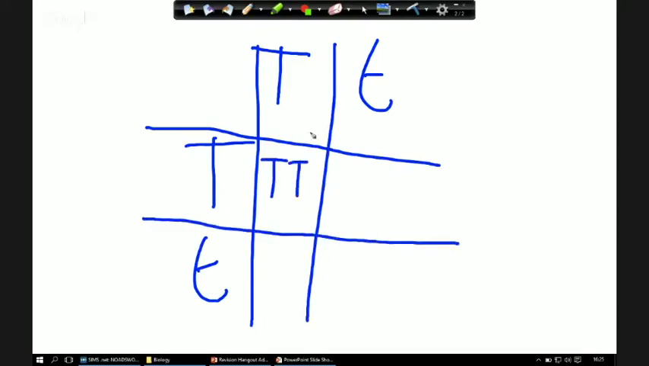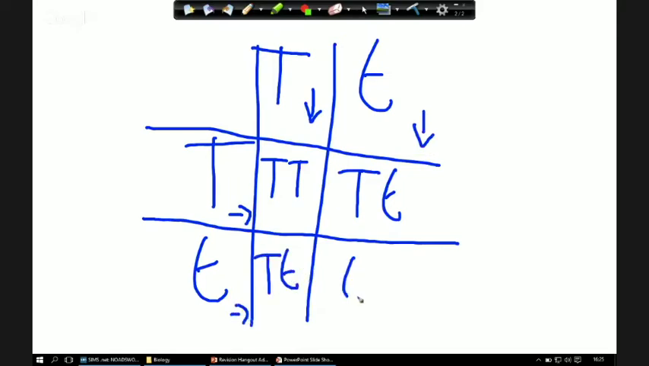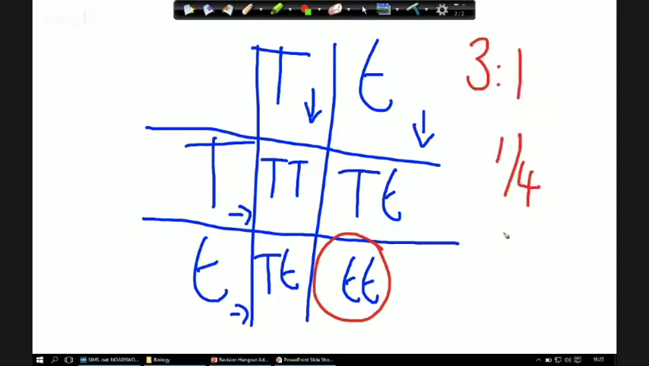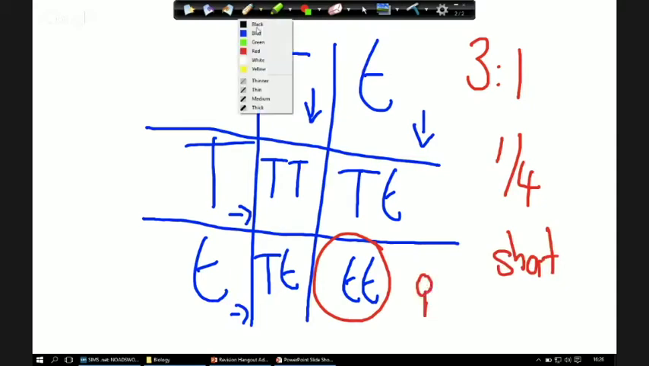Big T, big T, big T, little t, big T, little t, little t, little t. He came to the conclusion of this 3:1 ratio. 1/4 of the F2, the second generation cross, were short. All the rest were tall.